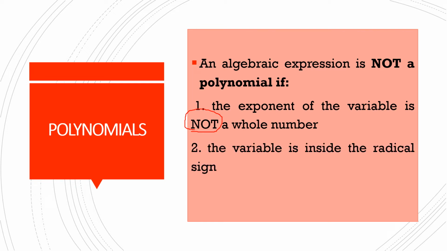For number 2, an expression is not a polynomial if the variable is inside the radical sign. Again, if the variable is inside the radical sign. And for the third factor, which makes an algebraic expression not a polynomial, is that if the variable is in the denominator.